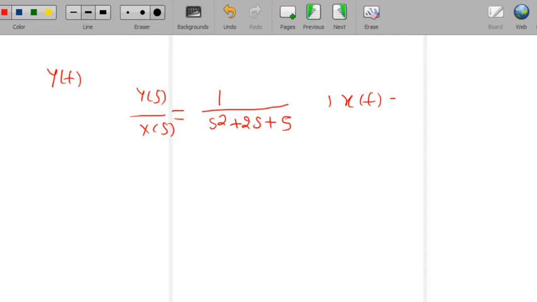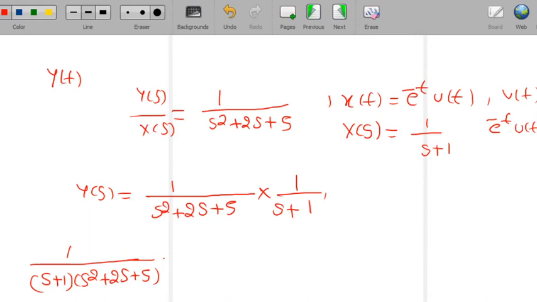Correct? And we have to find y of t here. So what do we do? We do partial fractions. So 1 upon (s plus 1)(s square plus 2s plus 5) equals A upon s plus 1, by partial fraction, plus Bs plus C upon s square plus 2s plus 5.